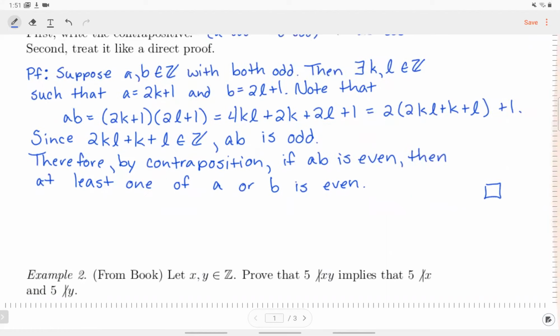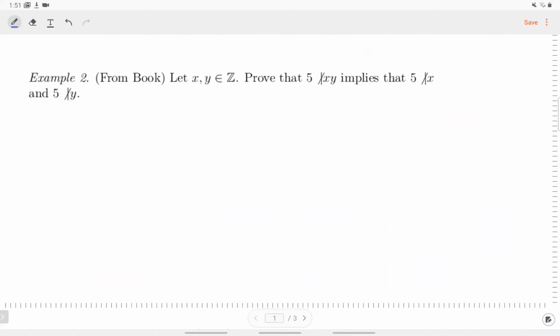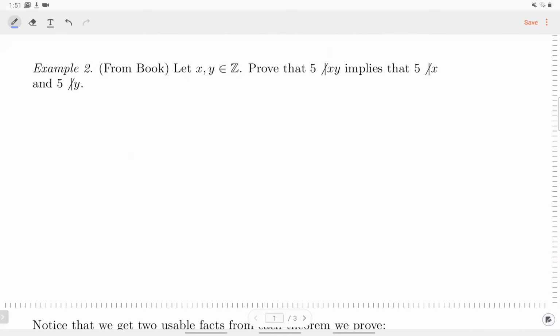Okay, so let's look at another one where contrapositive is going to help. And this is just such a good one. I am doing one of the book examples. Okay, so let x and y be integers. Prove that if 5 doesn't divide the product, then 5 can't divide either one.